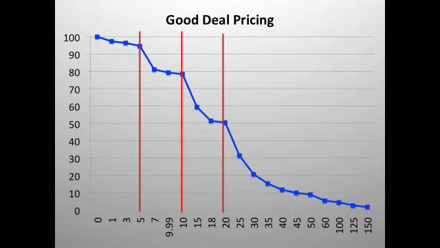Okay, now we're going to go specifically to good deal pricing. This is what customers would consider a good deal. So at $5, 95% of people say that's a good deal. At $10, a little less than 80, about 79% of people say that's a good deal. And then we have another steep drop off at $20. At $20, about 50% of people say it's a good deal. So we're losing a significant amount of our customer base, and we're going to want to stay below $20.